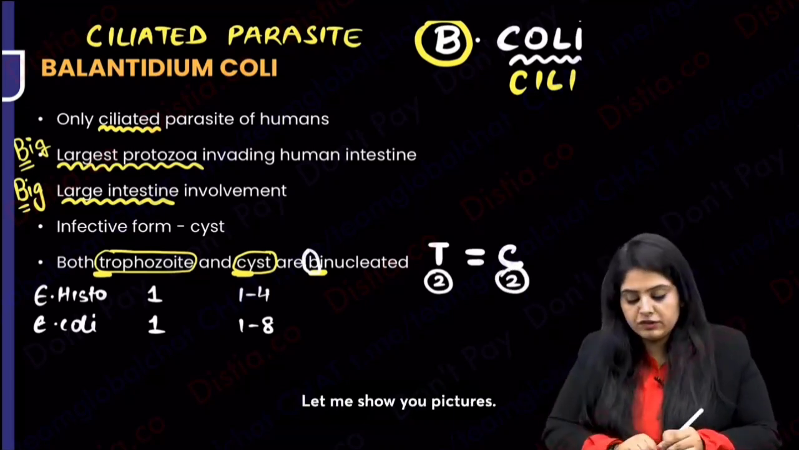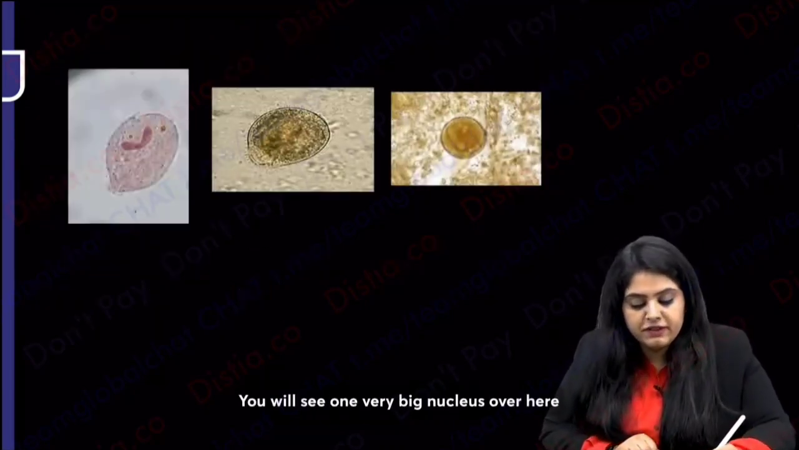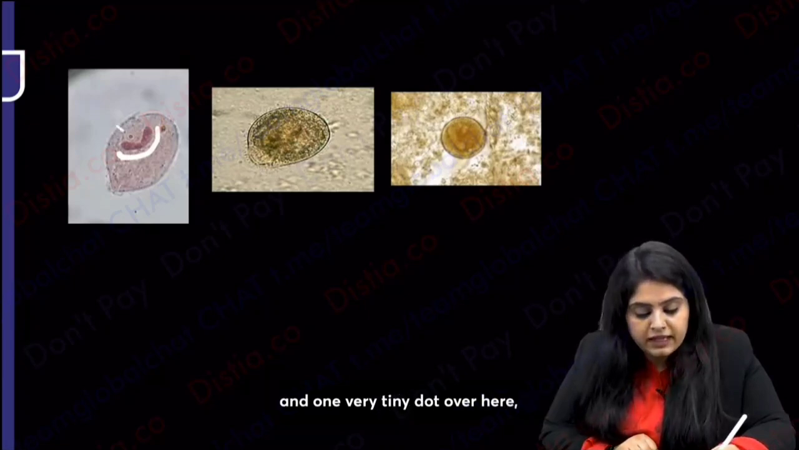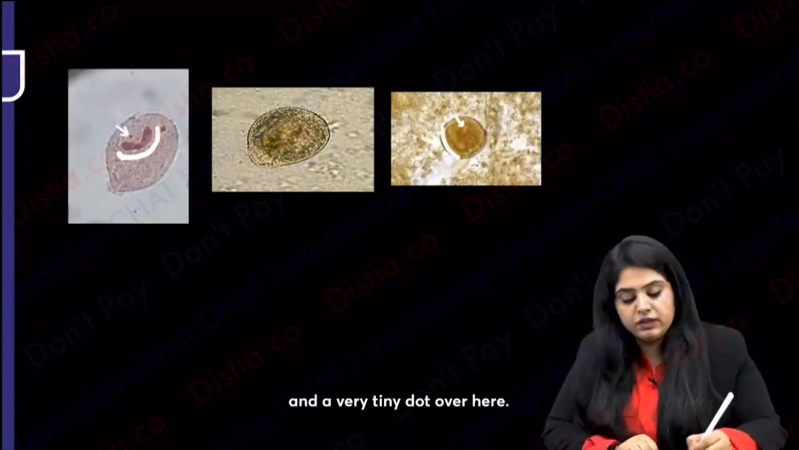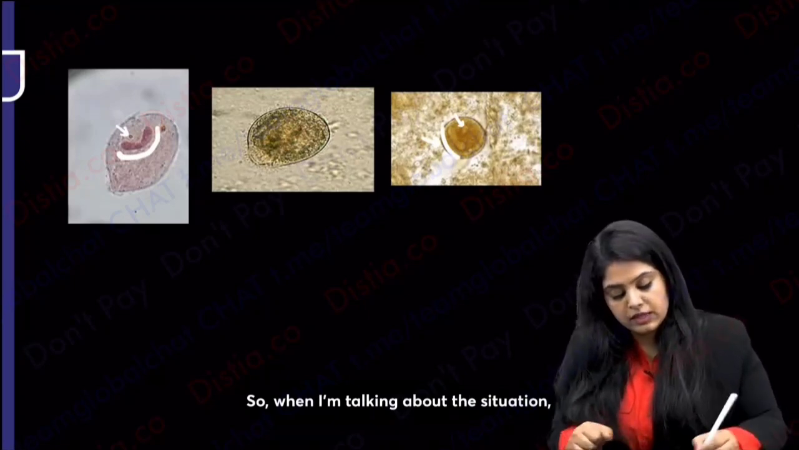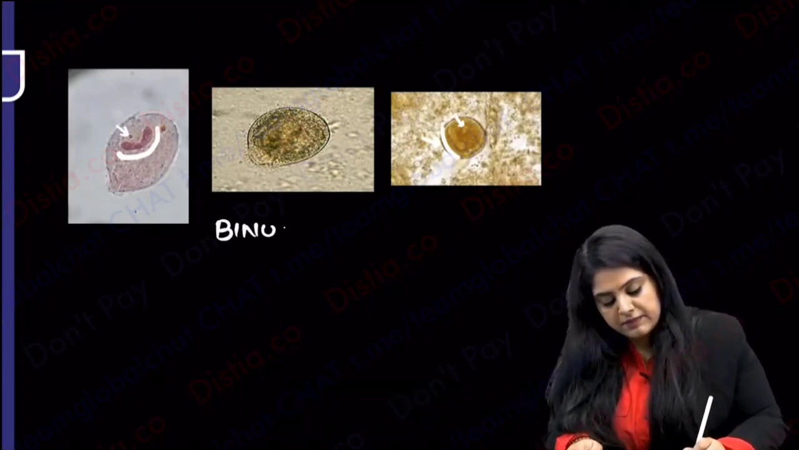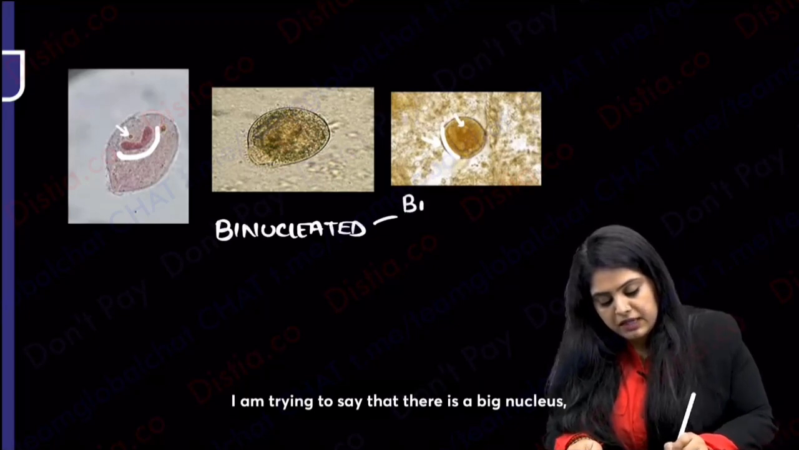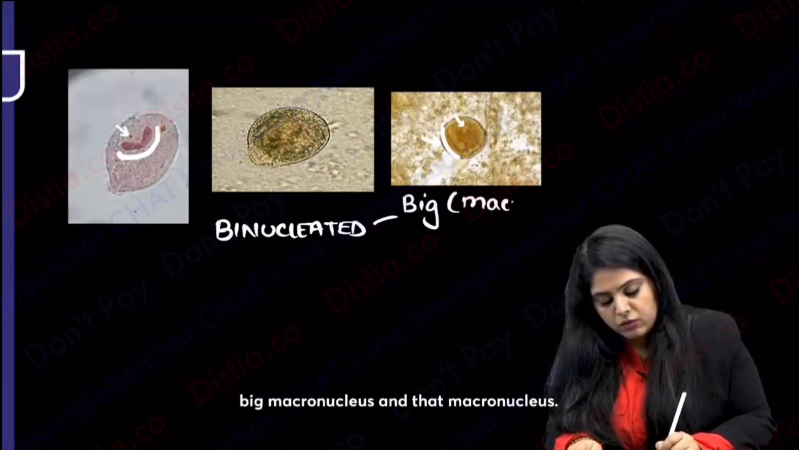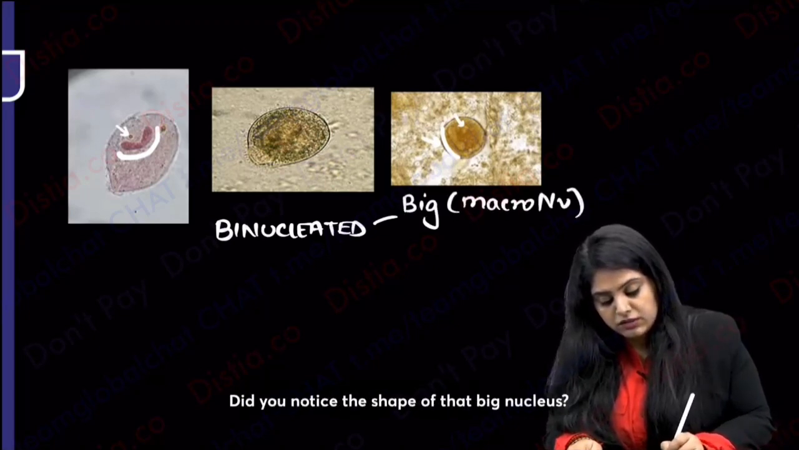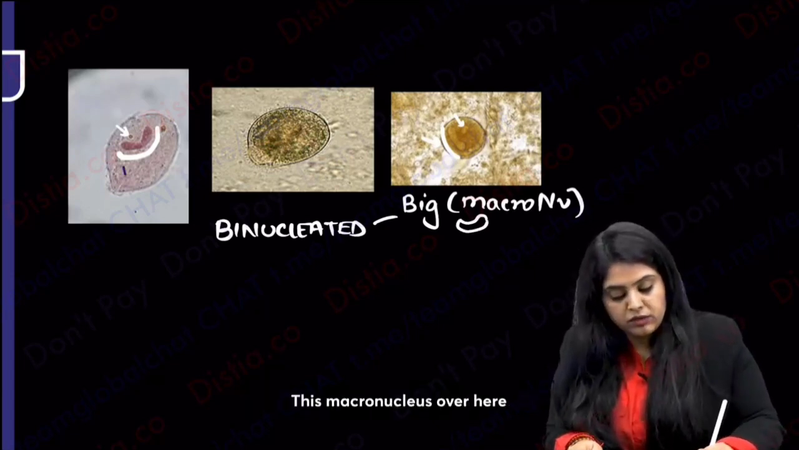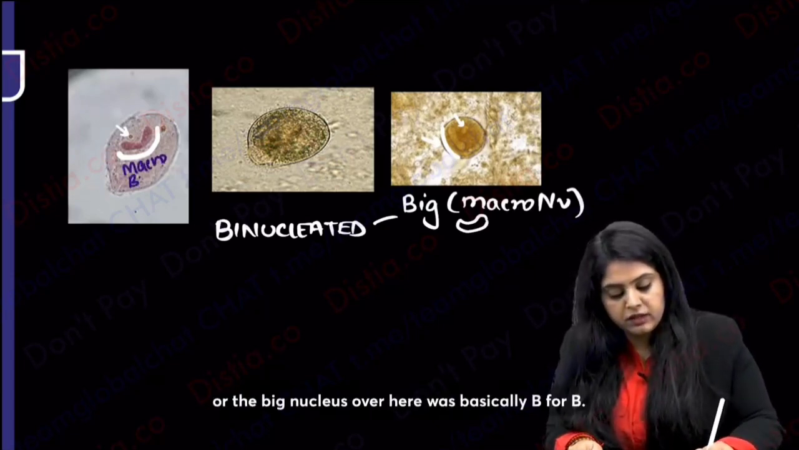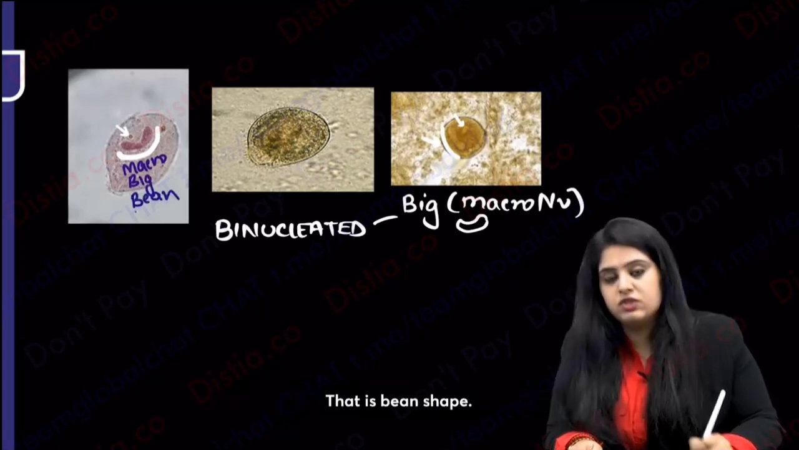Let me show you pictures. Have a look at this. You will see one very big nucleus over here and one very tiny dot over here. So when I'm saying it is binucleated, I am trying to say that there is a big nucleus, the macronucleus, and that macronucleus, did you notice the shape of that big nucleus? It was bean shaped. This macronucleus was basically B for B, that is bean shape.